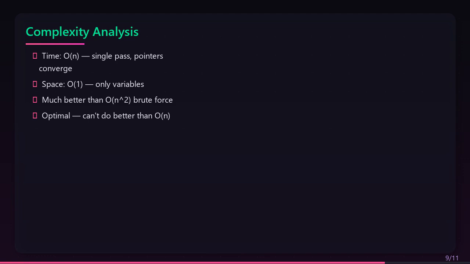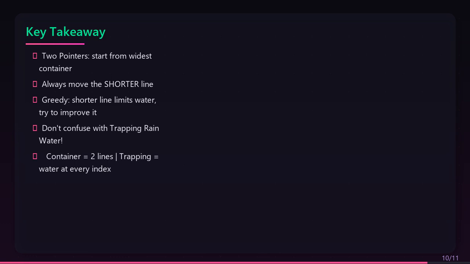Time is O(n). One pass, both pointers converge toward the middle. At most n steps. Space is O(1). Just a few integer variables. This is optimal. You can't solve it faster than O(n), since you need to look at every height at least once. Remember, start from the widest container, move the shorter line.